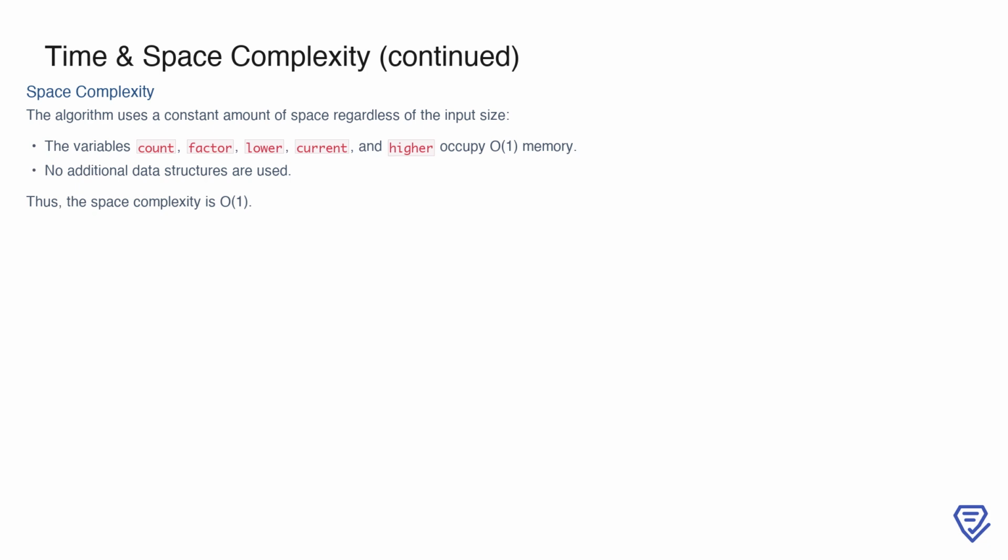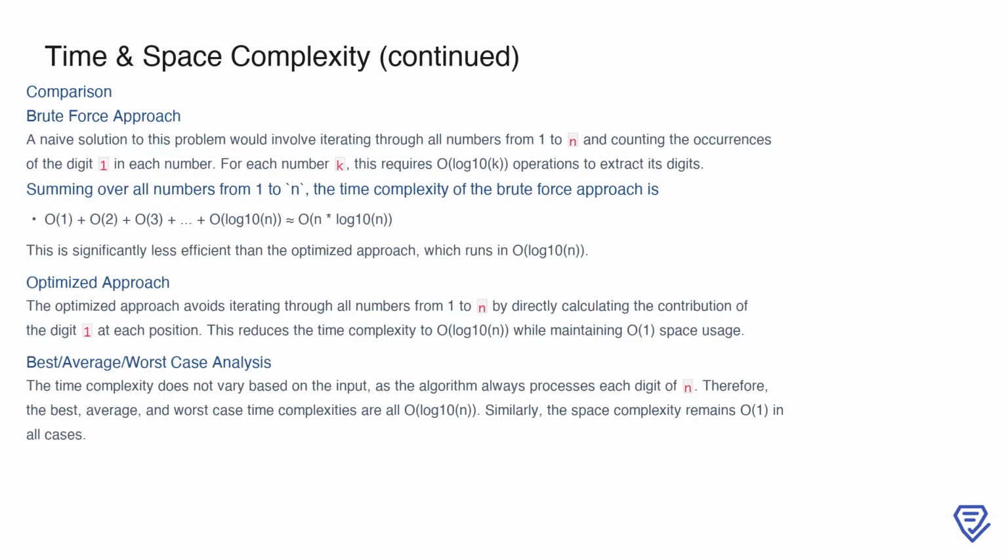To better understand the efficiency of this solution, let's compare it with a brute force approach. A naive solution would iterate through every number from 1 to n, counting the occurrences of the digit 1 in each number. To extract the digits of any number k, we need O(log10 k) operations, and summing this across all numbers from 1 to n results in a time complexity of approximately O(n * log10 n).